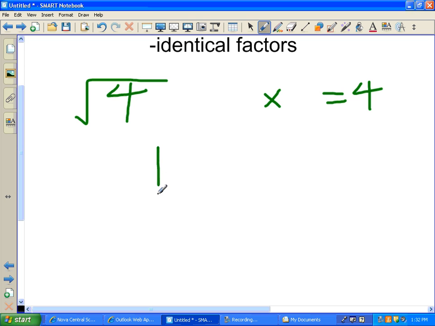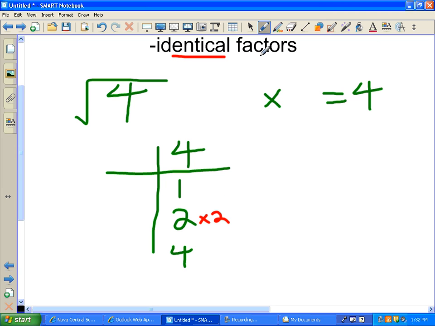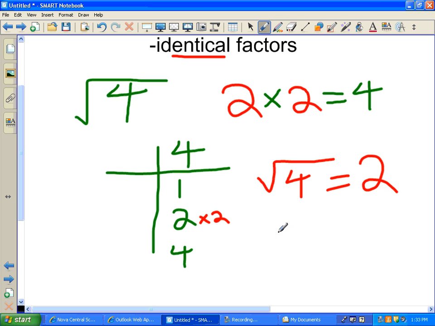But just to show you the process, let's write down 4, and let's go through the factors of 4. It's 1 times 4, and then the only other thing is 2 times 2. So if I were to write this out on the side here, so really 2 times 2. The identical factors are 2 and 2, but you only write it once. So the answer, if you were to root 4, is going to be 2 times 2 will give you 4. So the root of 4, the answer is 2.